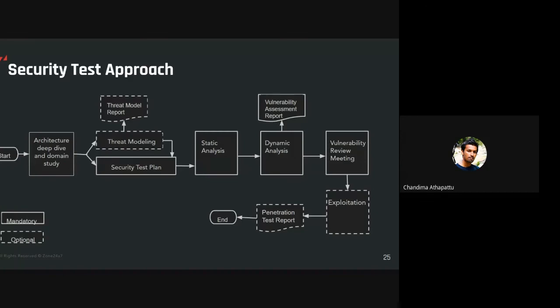flow that we follow. From the start, we are doing the architecture deep dive and domain study, and with that we have optional and mandatory parts, where if required we can do threat modeling based on the project, so that if required, we can omit that. But a security test plan is kind of a must. And then we come to static analysis and dynamic analysis. After dynamic analysis, we can share the vulnerability assessment report, or else we can proceed with exploitation and do a penetration test report. So this is a simple security testing approach that we follow at SOAN 24/7.